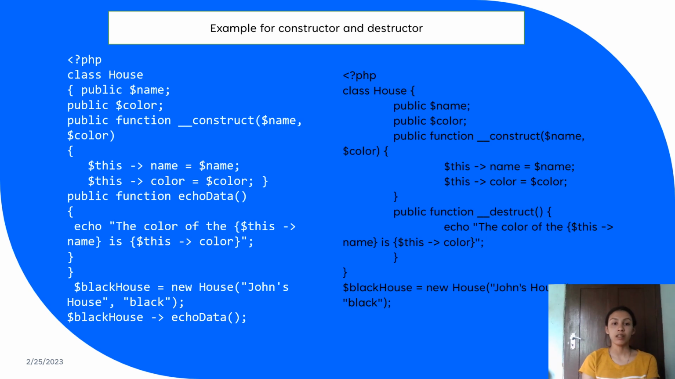So here is an example. Let me take this example which uses the idea of constructor and destructor in the same program. The class house has some properties, name and color, and it will have a constructor function which will invoke when the object is created. And the public function destruct is the destructor which will invoke when the entire script is executed, or when the object is destructed.